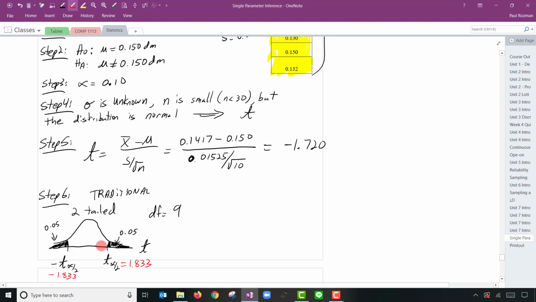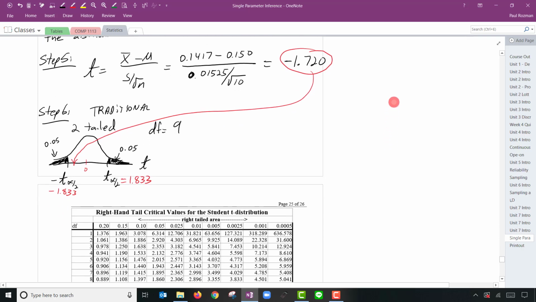Anything in between there is not rejected, but anything bigger than 1.833 or smaller than negative 1.833 would be rejected. Our value, though, is sort of around here. Now 0 is in the middle. So we're going to fail to reject. Step 7. Fail to reject the null hypothesis, as I thought.